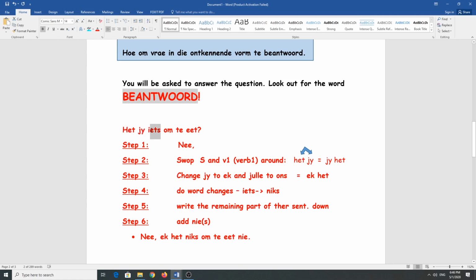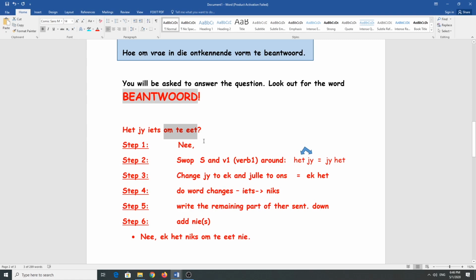Then you look at the rest of your sentence. Here you have a word change. So you do the word change. Iets becomes niks. Then you write the remaining part of the sentence down. Om te eet. There you see it. And then, step 6, you add the nie.